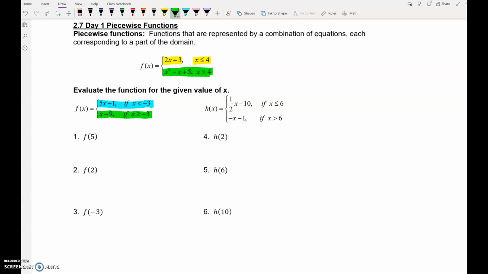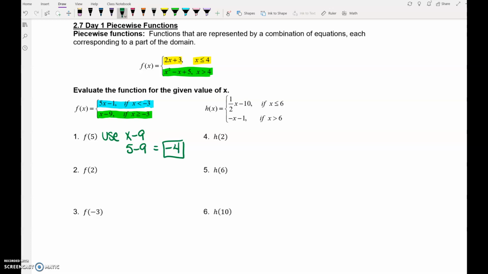So we will use the blue piece if our x value is smaller than -3. We will use the green piece if our x value is bigger than or equal to -3. Is 5 bigger than -3 or smaller than -3? Bigger. So we are going to use the green piece. We are going to use x minus 9. You're just plugging that 5 in. So 5 minus 9 is -4.